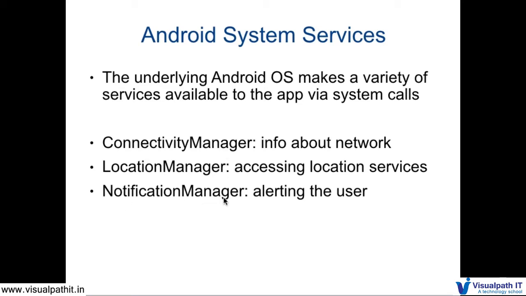Connectivity Manager will give info about the network. For example, if you want to know whether the user is connected to a Wi-Fi network or whether he is connected to a 2G or 3G network, Connectivity Manager will help. So why do we need to know whether the user is connected to a Wi-Fi network or to a 2G or 3G network?